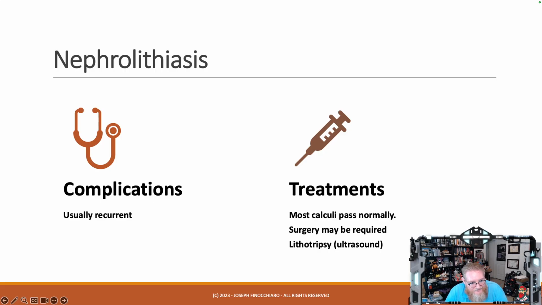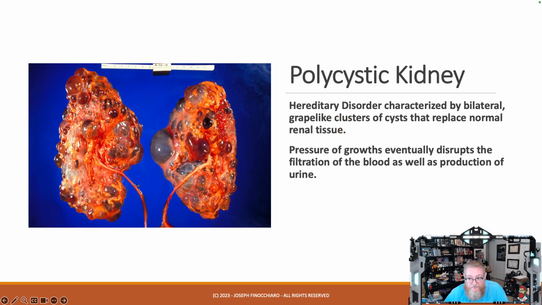Unfortunately, nephrolithiasis is usually recurrent. Most calculi pass normally. Surgery may be required, and treatment by lithotripsy may also be an option for some individuals. Next, we have polycystic kidney, which is a hereditary disorder characterized by bilateral grape-like clusters of cysts that replace normal renal tissue. Pressure of growths eventually disrupts the filtration of the blood as well as production of the urine.